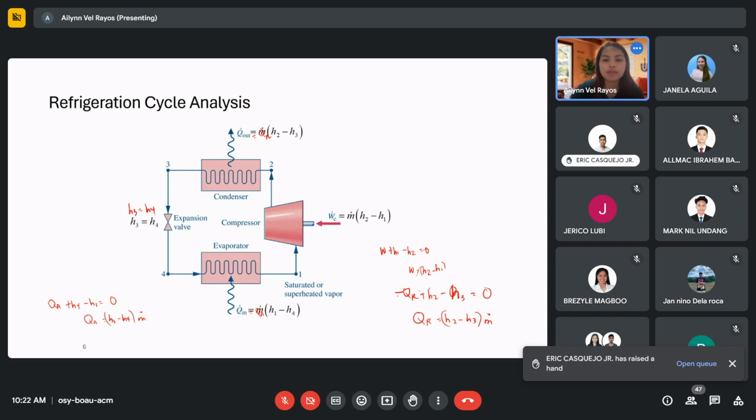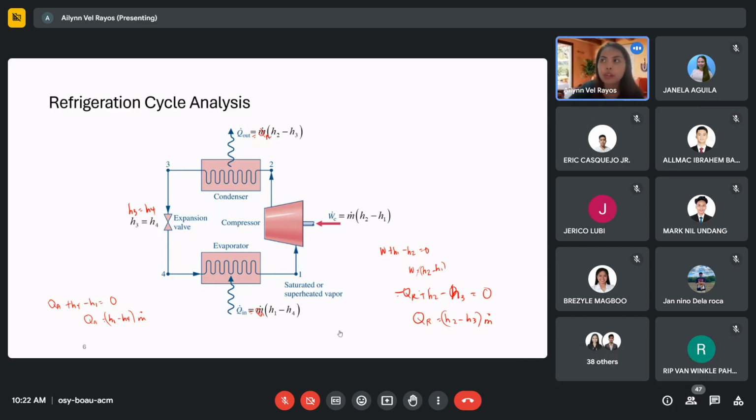Yes, Eric. Ma'am, dun po ba sa work net may mass flow rate din po? Oo, mass flow rate. Pero kung ang tinatanong is per kilogram, ibig sabihin, per kilogram yung sagot. Kasi walang dito na mass flow rate. Okay po, ma'am. Sige po.